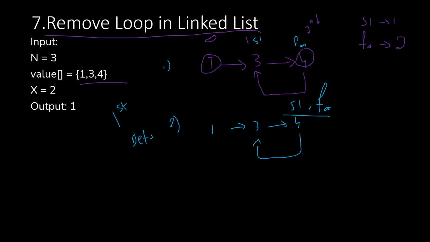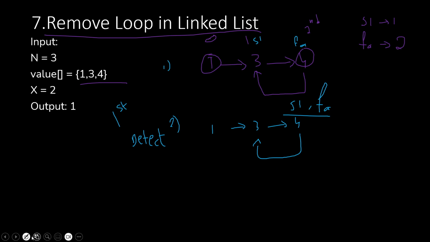Now, the second step is that after detection, we have to find out where exactly we have to remove the loop. By visually viewing, we can say we have to remove the loop at this point. But how will we say that in the code? So this is the first step. Now we know the slow pointer and fast pointer meet, so there is a loop.